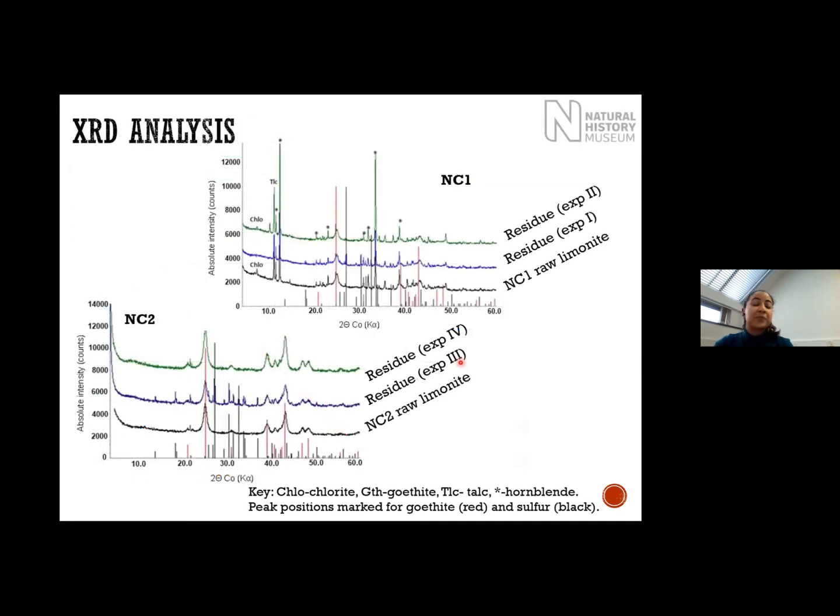Where's my next slide? There we go. So now I'm going to move from leachate analysis, and talk to you a little bit about the leached residues, the residue analysis. Here the XRD patterns for NC1 showed that the chloride peak, which is this one for the raw limonite, completely disappeared or was greatly reduced, and that the goethite, which is the iron oxide, didn't change almost at all, which does agree with the chemical analysis, because we didn't get much iron or nickel recovered from these experiments. And pretty much the same happened with NC2.